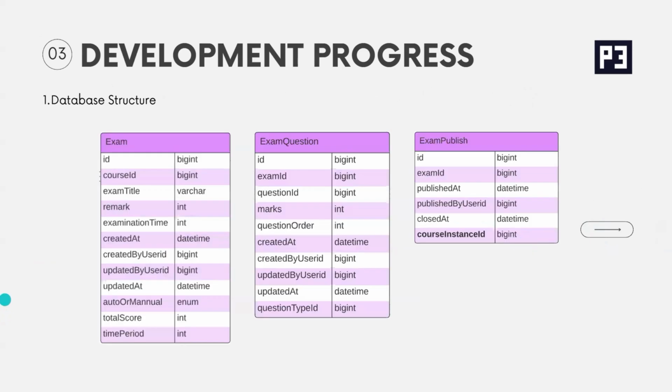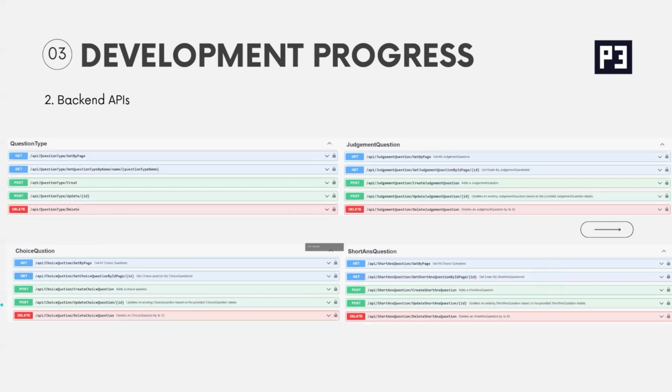Next, we have the exam paper management. This database design supports the flexibility of exam paper generation by associating the questions in the question table with the exam table, enabling dynamic paper creation. And to talk about the backend APIs, I'd like to introduce our teammate Jason.